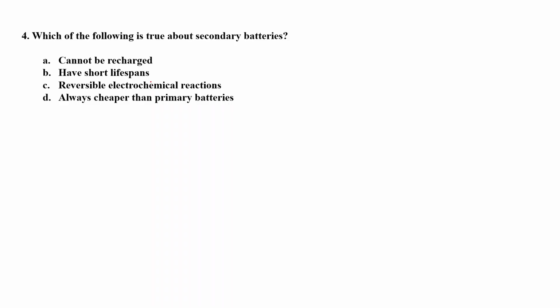They have a very large lifespan because they can run for hundreds of cycles. Then reversible electrochemical reactions. It is definitely true. Secondary batteries have reversible electrochemical reactions. Are they always cheaper than primary batteries? No, primary batteries are cheaper than secondary batteries. So the answer is C.